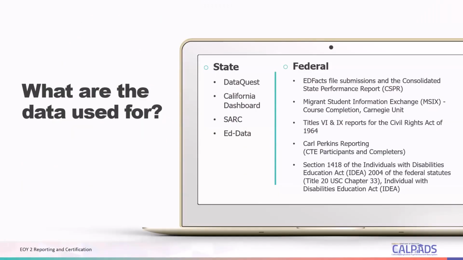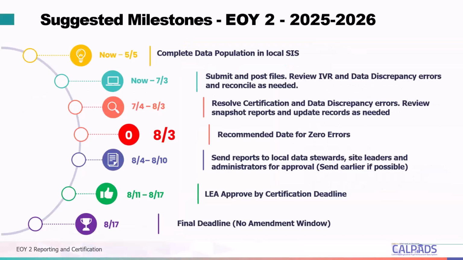So what is this data used for? Just a recap of what was presented in the overview. It's used by the state to provide counts for DataQuest, to provide metrics for the California School Dashboard, and for EdData. EdFacts submission on the federal side, the Migrant Exchange Network, the Civil Rights Act, Carl Perkins reporting, and ESSA, as well as the Individuals with Disabilities Education Act.